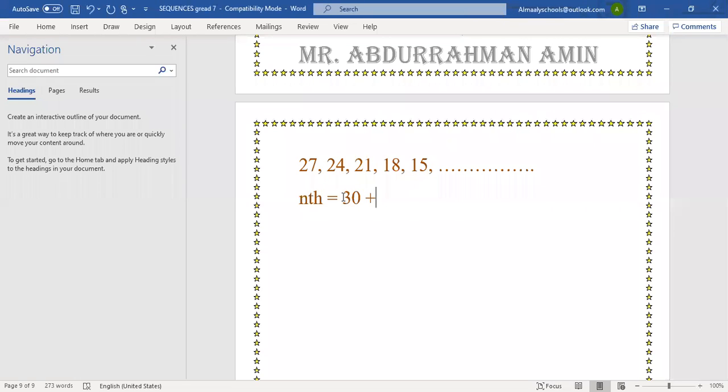Because the zero term here is 30. We are subtracting 3, that's right? Yes. The term to term rule is subtract 3, so we will add 3 to find the zero term. It's 30 now. Then 3n. The constant difference is what? Negative. Yes, negative, it's not positive. Every time we are subtracting a 3, negative 3.